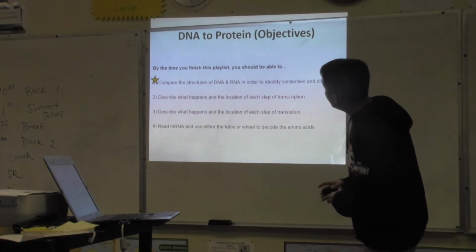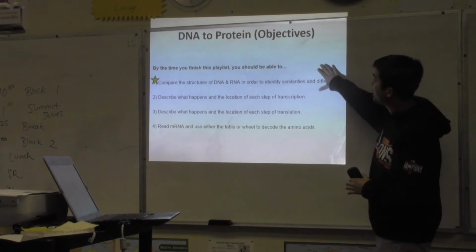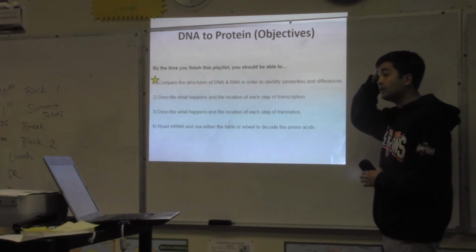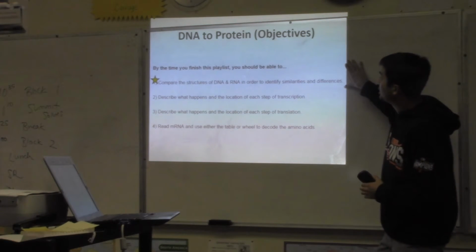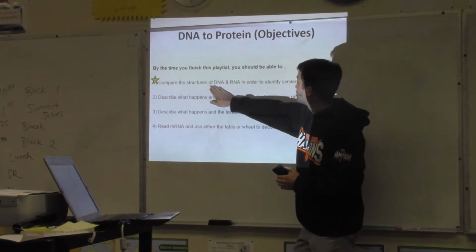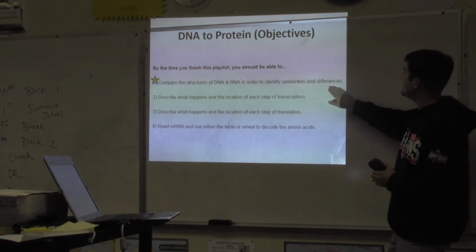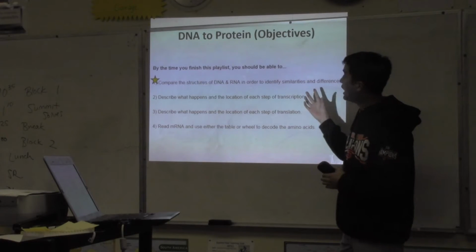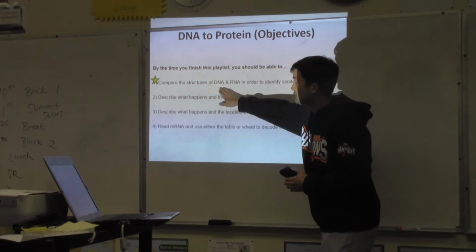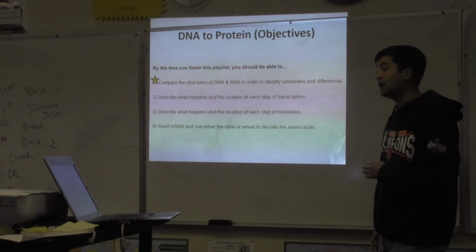All right, so the thing I always like to do when I go to a playlist is start with the objectives. And so I just copy and pasted the list of the objectives for each of the playlists. And so kind of think about these objectives as we go through this workshop. And so the very first objective for DNA to protein is to compare the structures of DNA and RNA in order to identify similarities and differences. Okay. And so after we finish this first section, you're going to just basically record the answer to this objective or describe the differences between DNA and RNA. So kind of just keep that in mind as we do this.